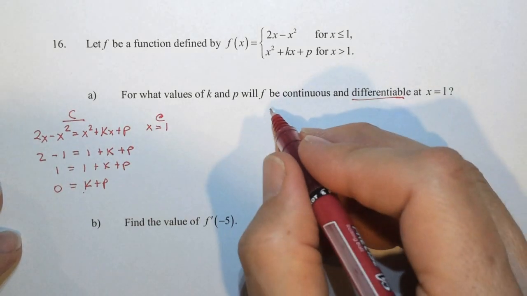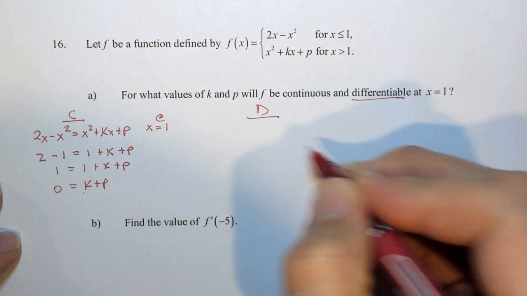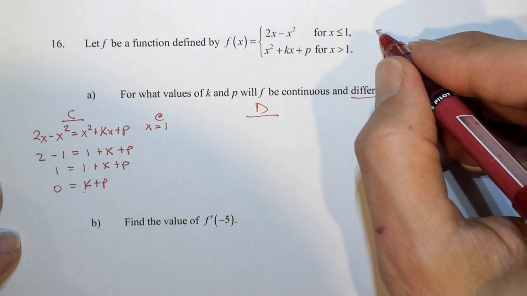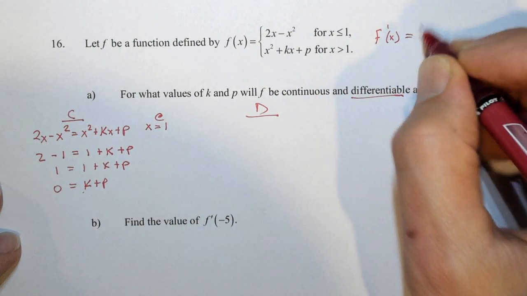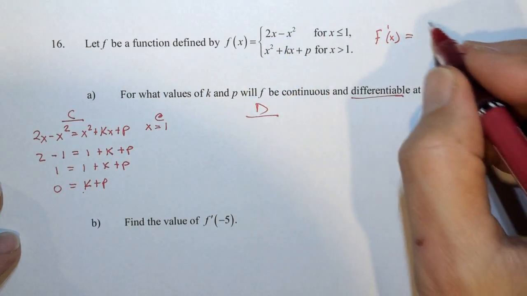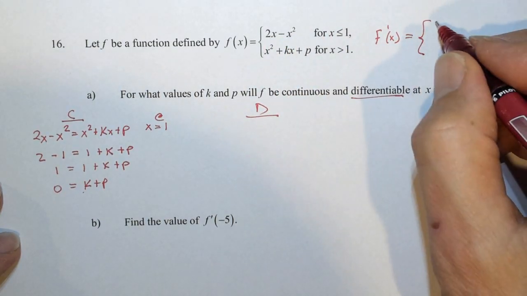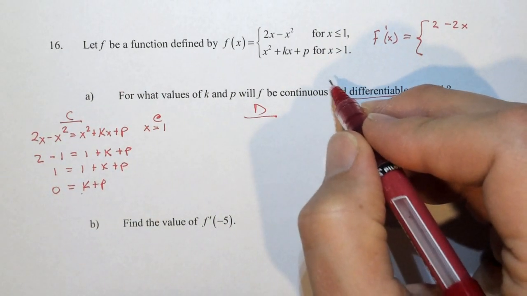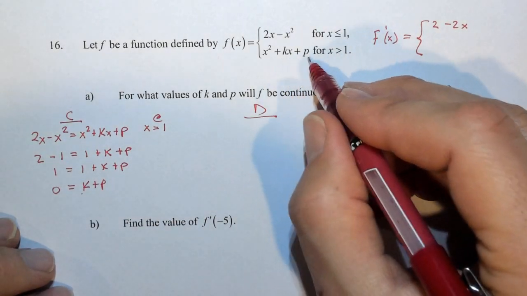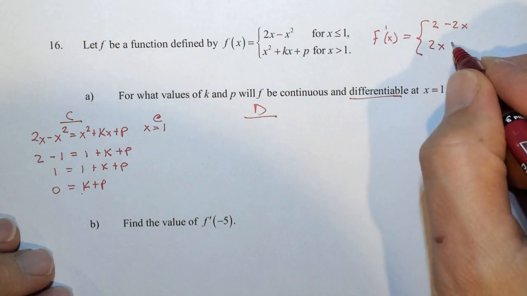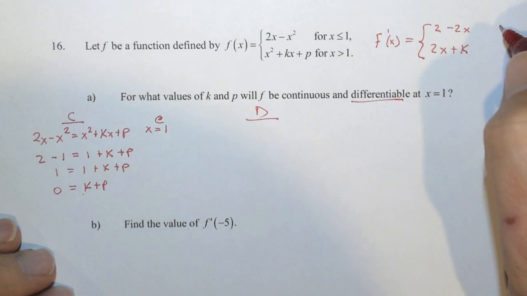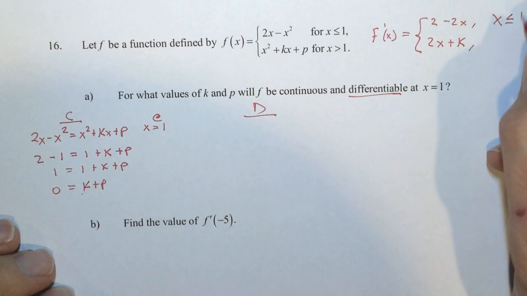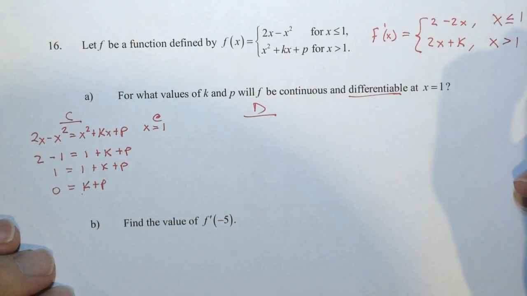All right, so we're going to have a differentiability part. But that means we need the derivative of f. So let's write that up here. What's the derivative of 2x minus x squared? Yeah, it's 2 minus 2x. What's the derivative of x squared plus kx plus p? It's 2x plus k. The conditions remain the same. X less than or equal to 1, x greater than 1.